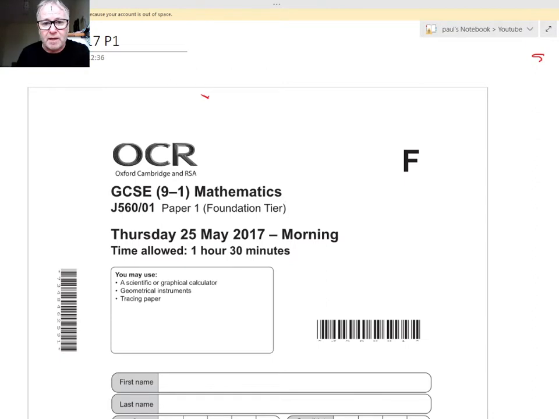Right, now this one's OCR Foundation Maths, back to 17. It's paper 1 and these are back to front, because this one's a calculator paper. It must be paper 3 that's a non-calculator paper. So let's have a go, see what we can do.